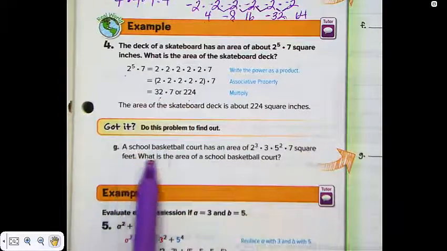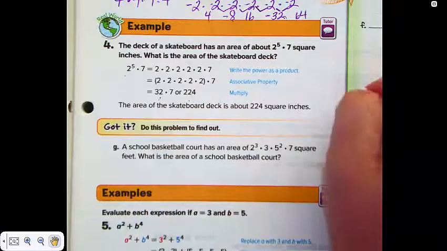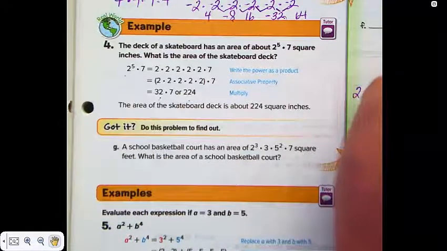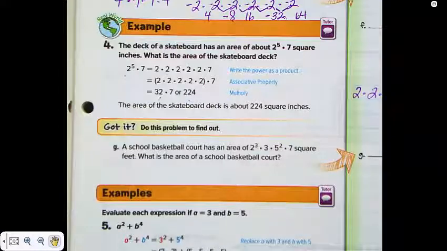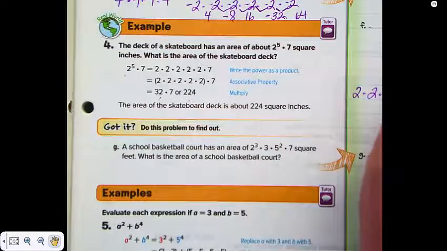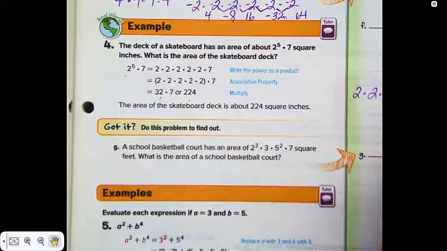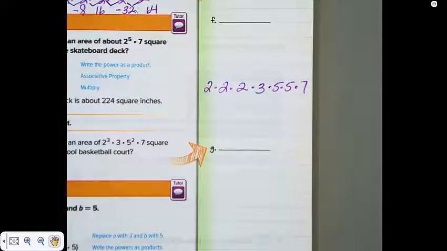It says a basketball court has an area of 2 to the 3rd power times 3 times 5 to the 2nd power times 7. Whew, that's a long one. Okay? So let's start off by multiplying it.